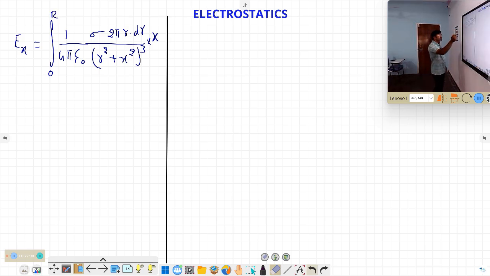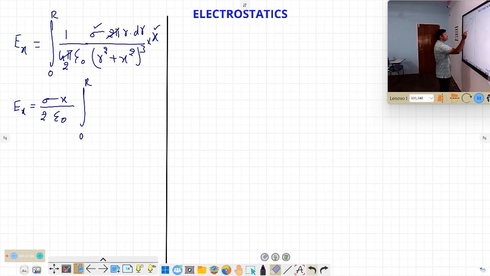Before that, this is a complicated integration. To solve this, 2 pi and 4 pi, I can cancel 2 times. Remaining terms you can write, which are the variables. What are the variables here? Sigma is constant, not a variable, take it outside. And x, the distance of the point, is also constant, take it outside. Next, 2 is constant, take it outside, and epsilon naught also outside. Now remaining is integral 0 to R of r into dr by r square plus x square whole power 3 by 2. We have to integrate this.